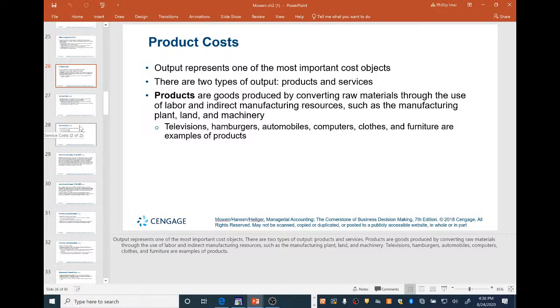Products are goods produced by converting raw materials through the use of labor and direct manufacturing resources, such as the manufacturing plant, land, and machinery. So products, we know what products are. Furniture, it says here, a whole list of them, automobiles, computers, and so on and so forth. We know what those are. So those are products.